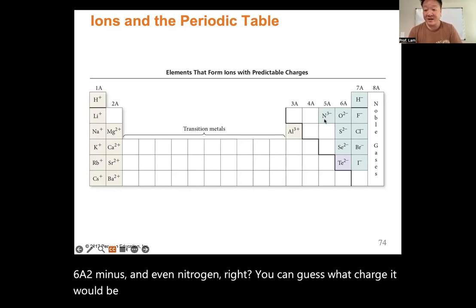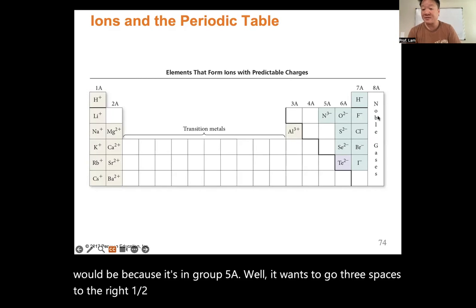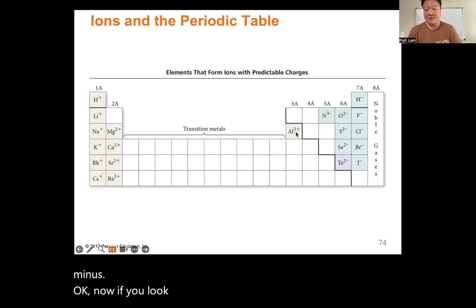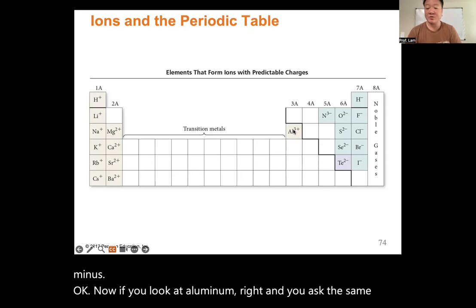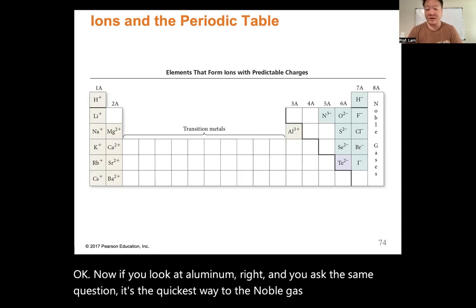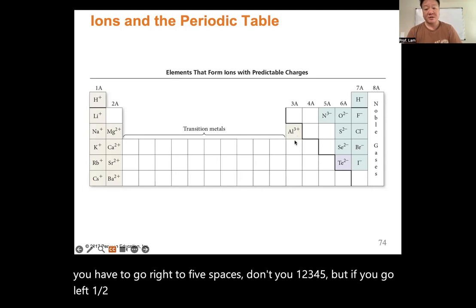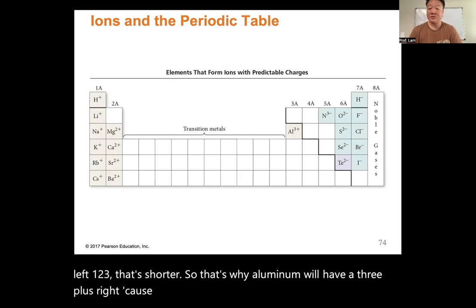Because it's in group 5A, well, it wants to go 3 spaces to the right, 1, 2, 3 to get to the noble gas, which means it wants to gain 3 electrons and therefore becomes 3 minus. Now, if you look at aluminum and you ask the same question, what's the quickest way to the noble gas? Well, if you go right, you have to go right 5 spaces, don't you? 1, 2, 3, 4, 5. But if you go left, 1, 2, 3, that's shorter. So that's why aluminum will have the 3 plus, because aluminum will want to lose 3 electrons.